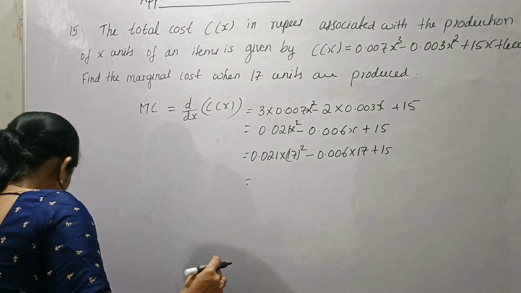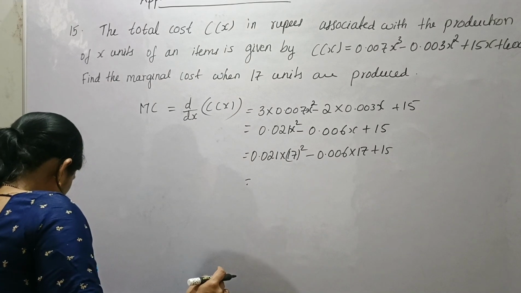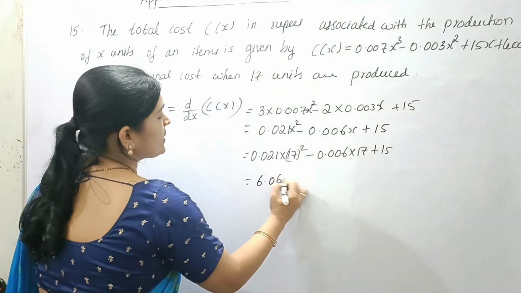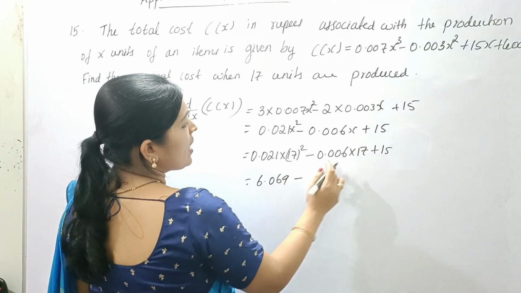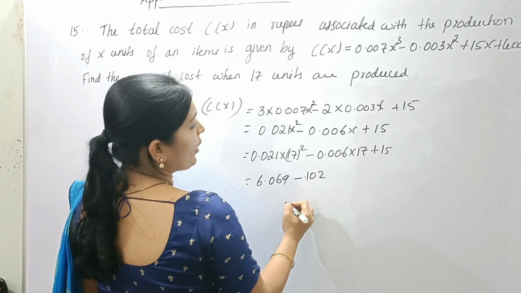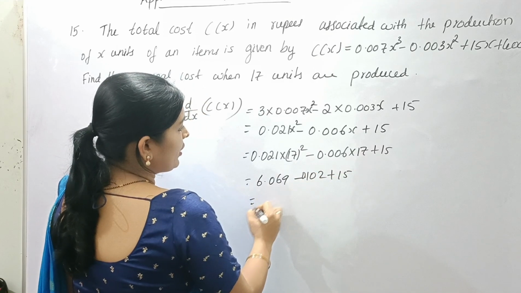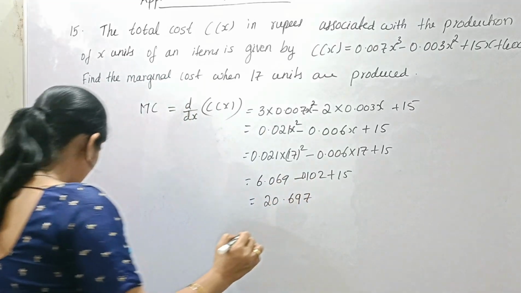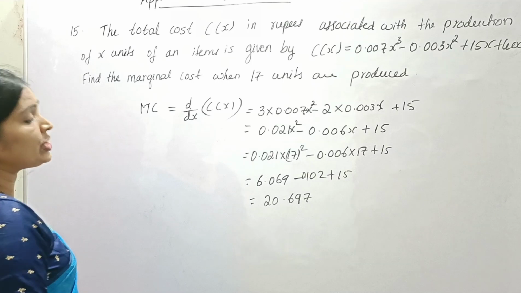here 17 square into 0.021 is 6.069, minus 0.102, plus 15, that will be 20.697. 20.697 is the marginal cost.